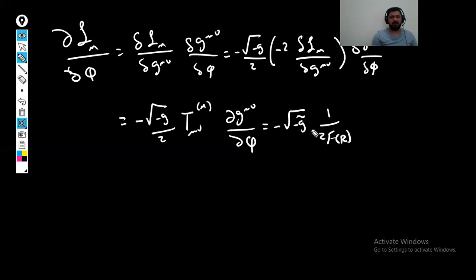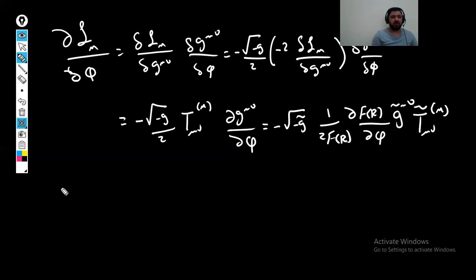Why this? Because of the conformal transformation. Remember that we have omega to the minus 2. Omega squared is FR, so omega to the minus 2 will be 1 over FR. And here we have dFR over d phi, and here we have G mu nu tilde T mu nu matter tilde.